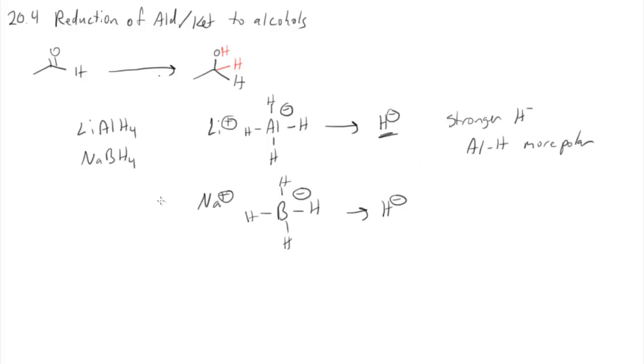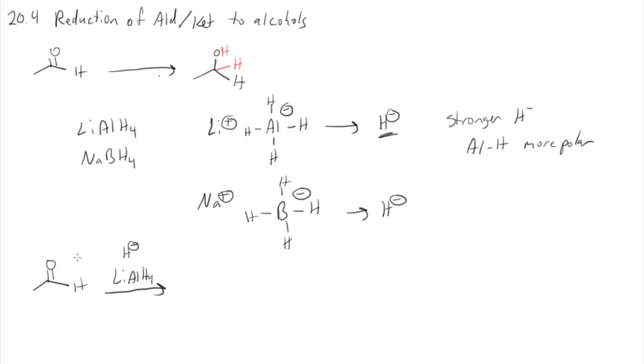So let's look at the mechanism for how this works. So I'll just take an aldehyde. It could be an aldehyde or a ketone. I'll use lithium aluminum hydride. If I react it with lithium aluminum hydride, you can just write H- above it, because really what happens is H- comes in and adds.